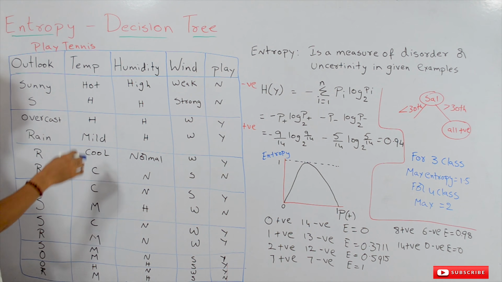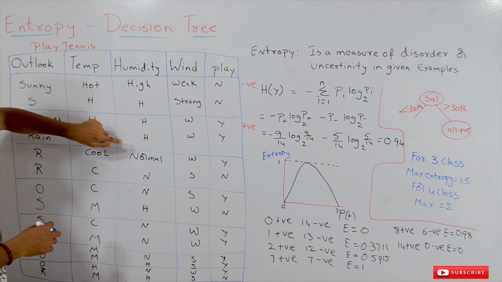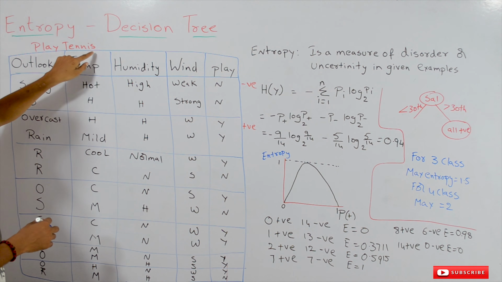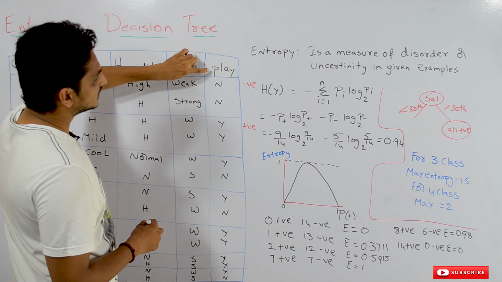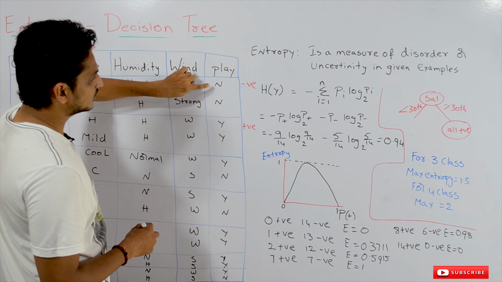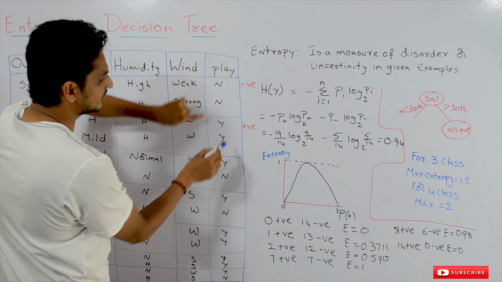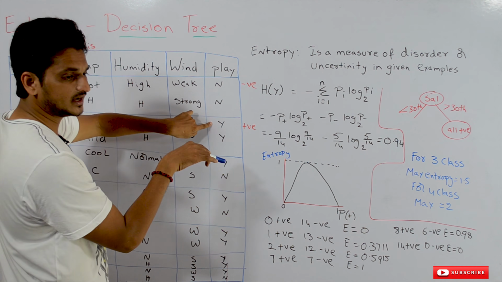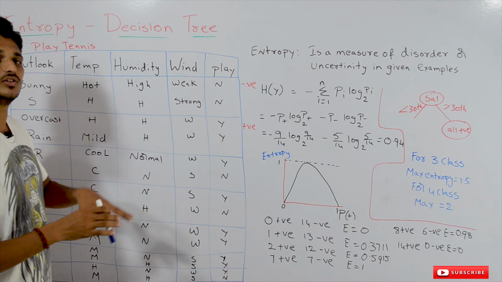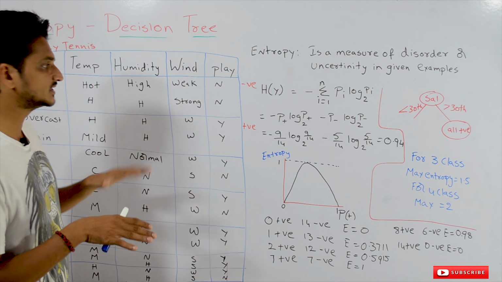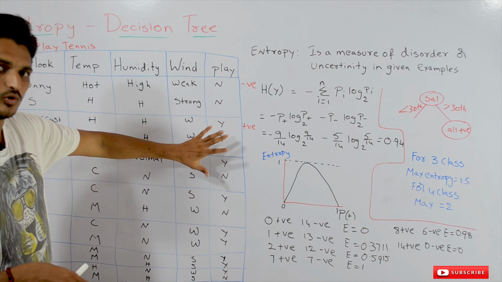So what's this dataset? This dataset is the play tennis dataset. If you Google play tennis dataset on the internet, you will get this dataset. It says whether to play tennis or not. N means they don't play tennis, and we consider it a negative data point. Y means they will play tennis, so it is a positive data point. Based on the weather conditions, this dataset says whether they play tennis or they don't.